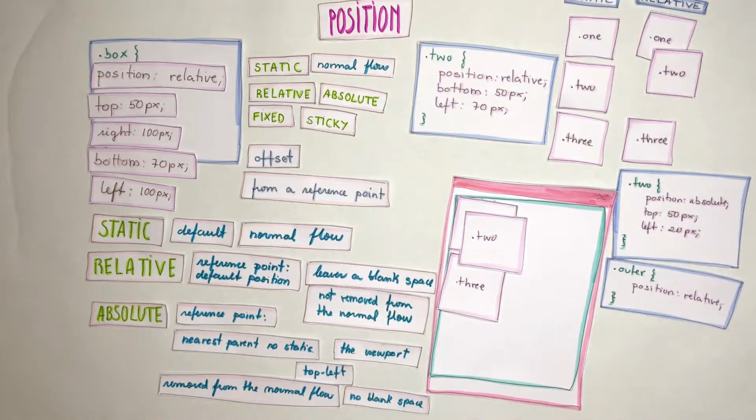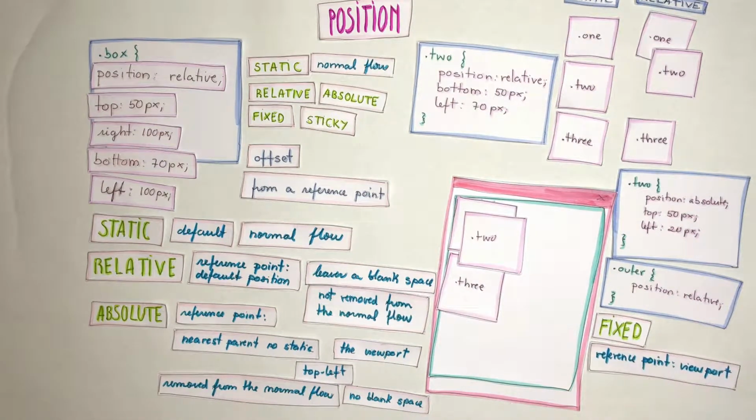And now let's see the next value for the position property, which is position fixed. Fixed works similar to absolute position, but with the reference point always the viewport, and the element stays fixed in its position when we scroll the page. It's what we use to create those fixed navigation bars so common in websites.